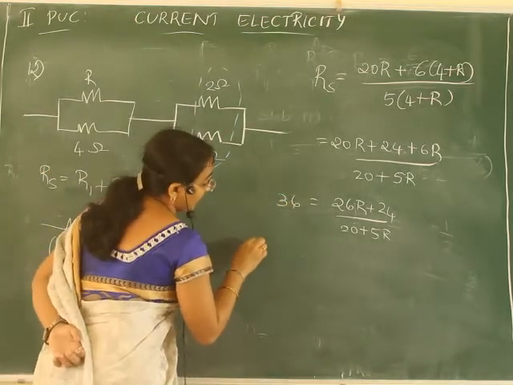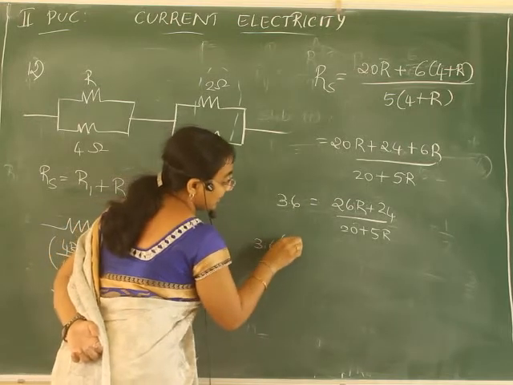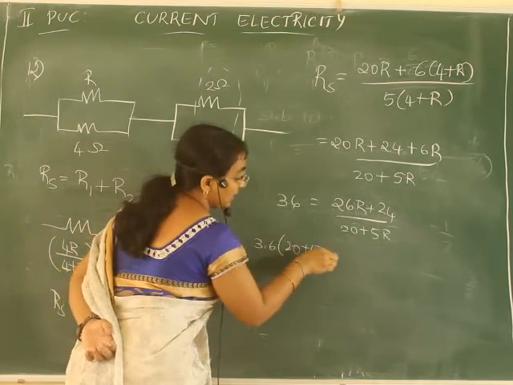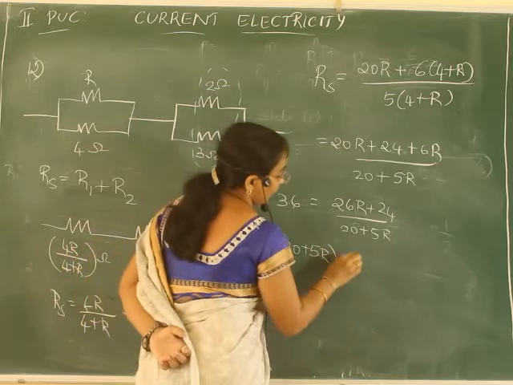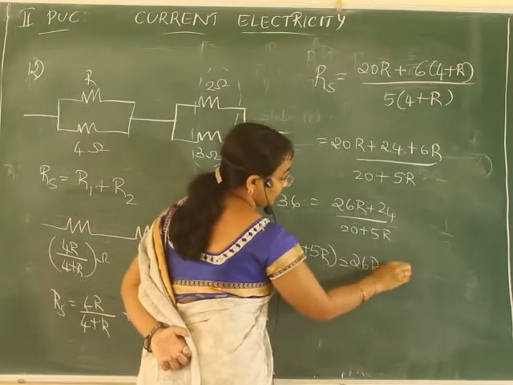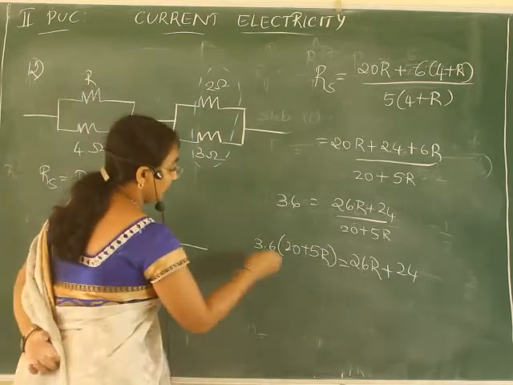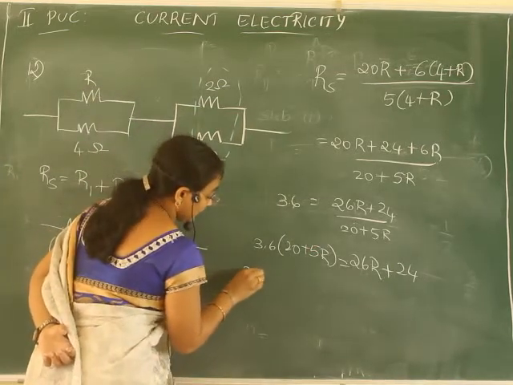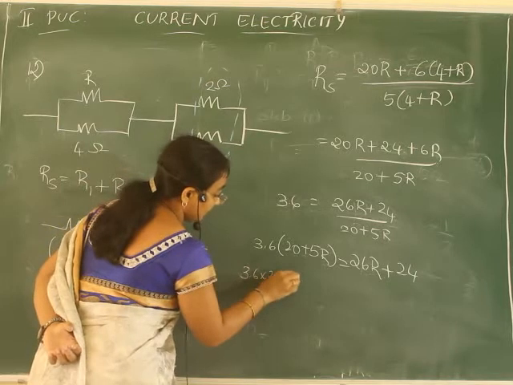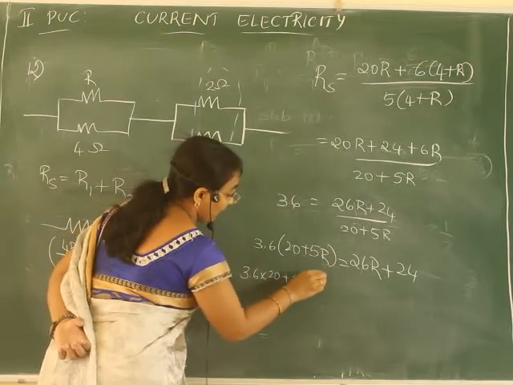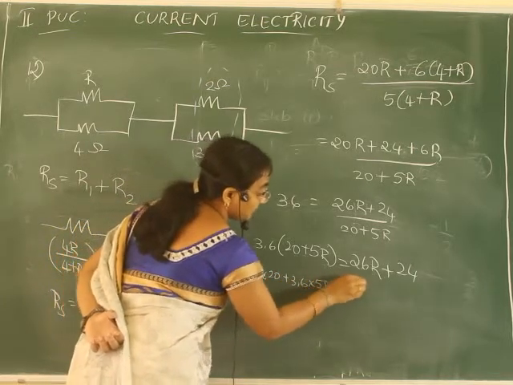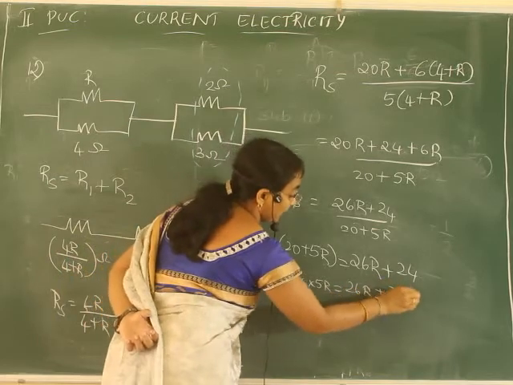Therefore, what can I write? 3.6 into 20 plus 5R is equal to 26R plus 24. Well, if you open the bracket, 3.6 into 20 plus 3.6 into 5R is equal to 26R plus 24.